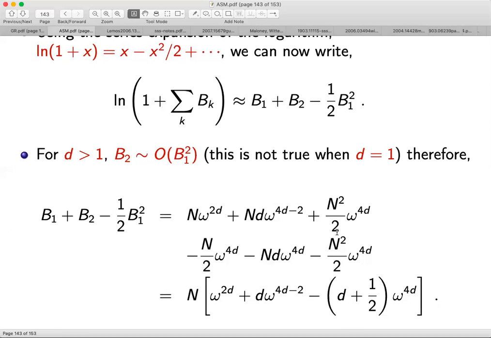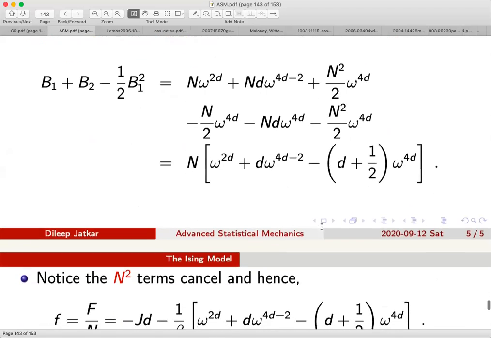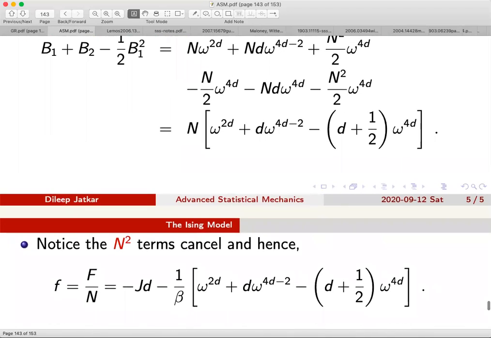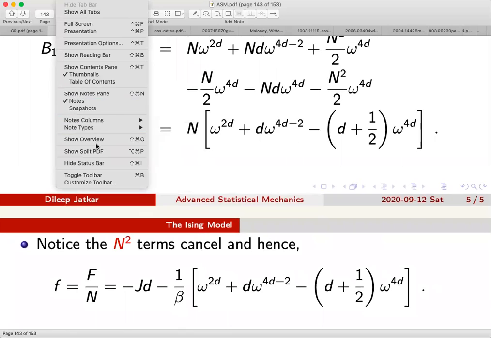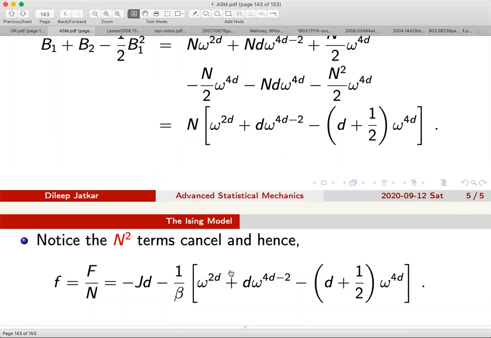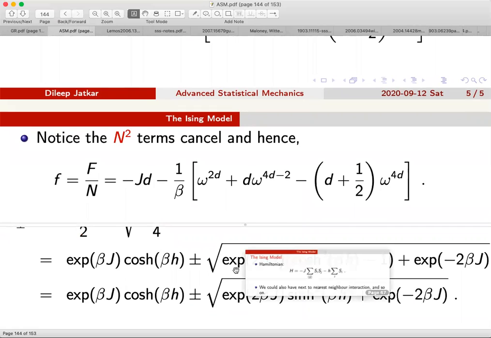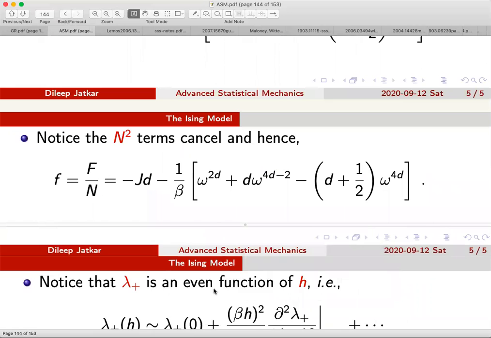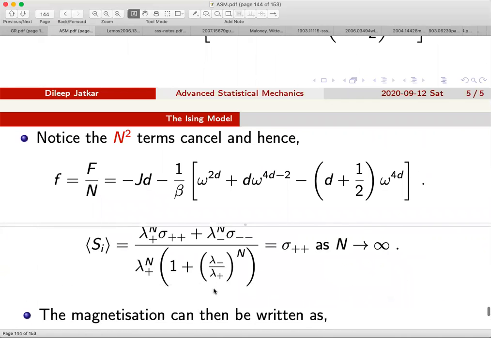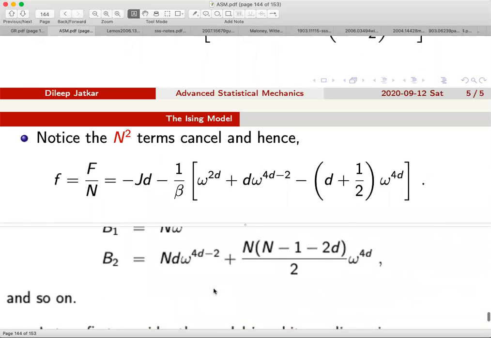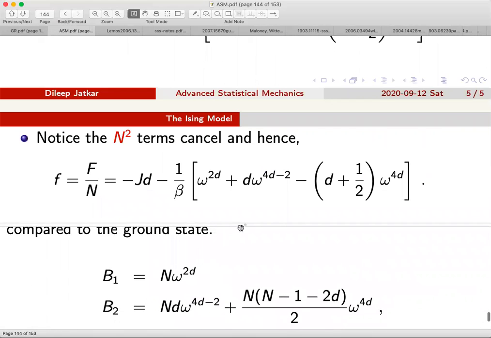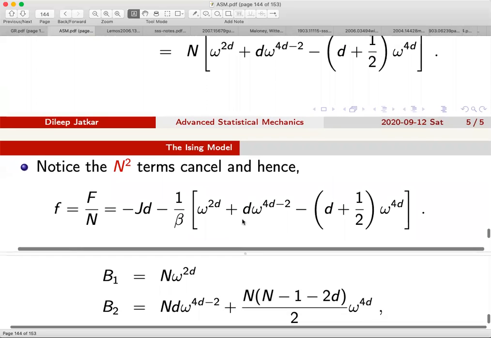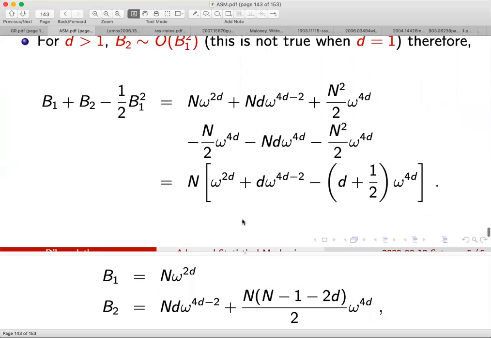Okay, so let's go a little slowly here. So just give me a minute. I'll just split the screen and show you the expression for b1 and b2. Okay. So here's the expression for b1 and b2 on the lower screen.